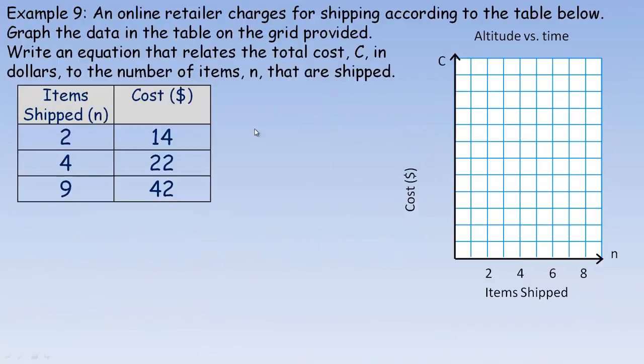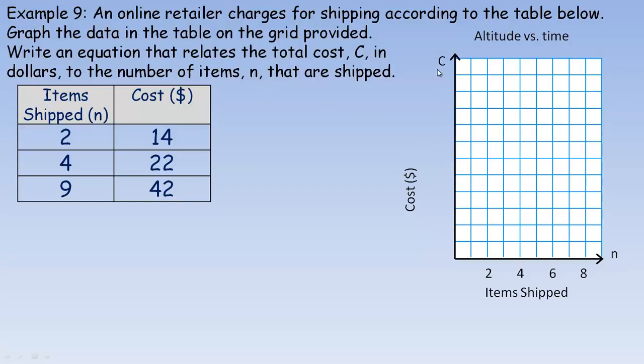Example number 9. An online retailer charges for shipping according to the table below. Graph the data in the table on the grid provided, and then you're also asked to write an equation that relates total cost C in dollars to the number of items N that are shipped. So C represents the total cost, and N is how many items are being shipped.